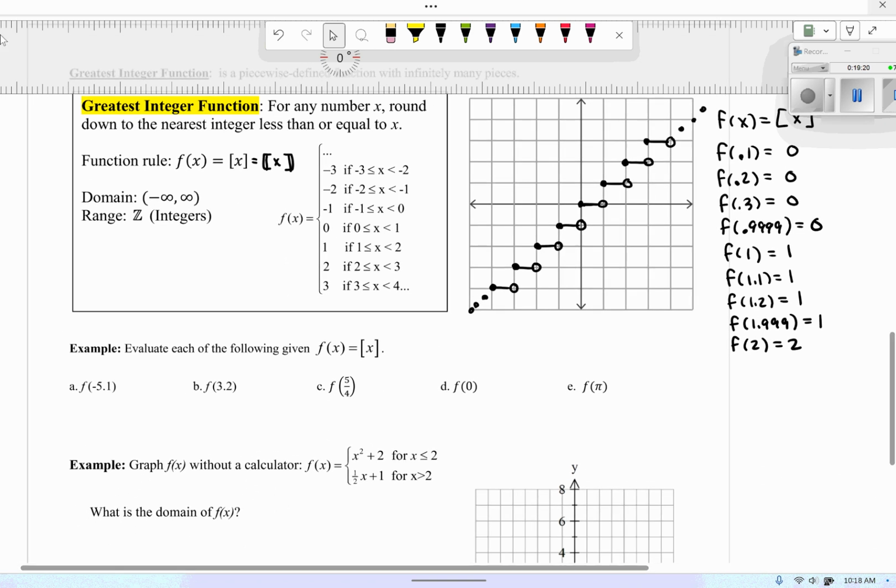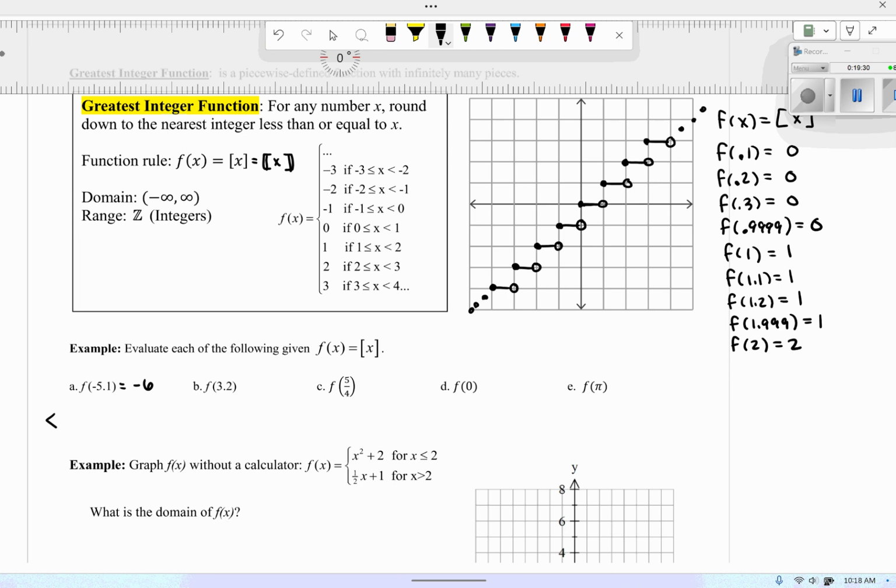And so let's evaluate some of these. If you plug in -5.1 for x, a lot of times students have difficulty with the negatives here. So this rounds down to -6. Think about it as a number line. So we have -5 here, this is -4, and this is -6. So you have -5.1 is here. Remember, you're rounding down to the nearest integer, so that rounds down to -6, not to -5, which is what students usually try to do.